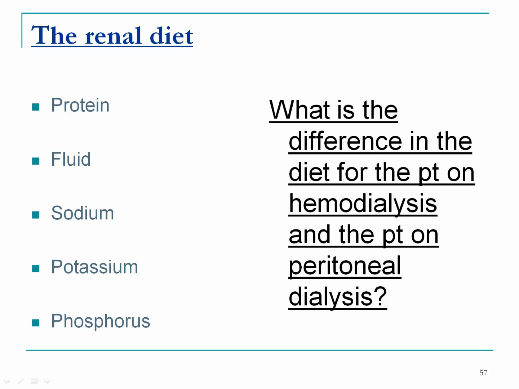Renal diet. The patient on peritoneal dialysis has much more freedom to eat whatever they want except for glucose. The patient on peritoneal dialysis can filter out toxins throughout the day. Patients who are in renal failure, who are not yet on dialysis, are more restricted. And the patient on peritoneal dialysis must watch their sugar intake because of the high sugar concentrations in the dialysate.